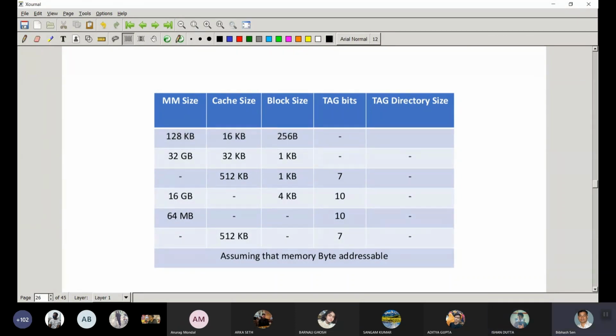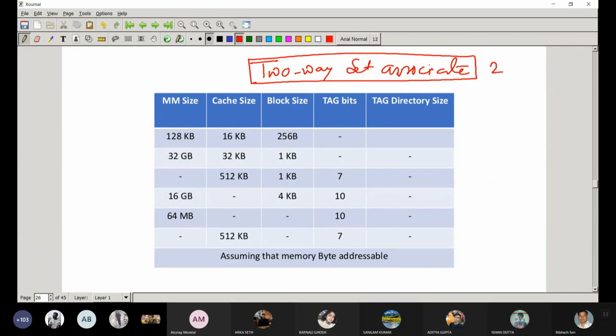Now, if I would like to make a 2A set associative memory, that means I would like to map 2A set associative. Can you tell me what 2A set associative means? Two sets, sir. Two sets or two lines per set.